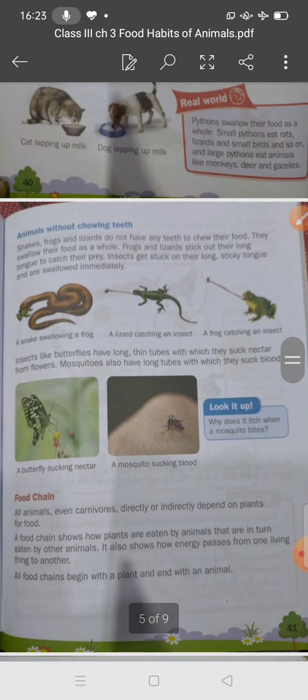Students, there are also some insects, like butterflies and mosquitoes, that have a long tube. With the help of this long thin tube, they suck the nectar from the flowers. And a mosquito also has a long tube with which it sucks blood.